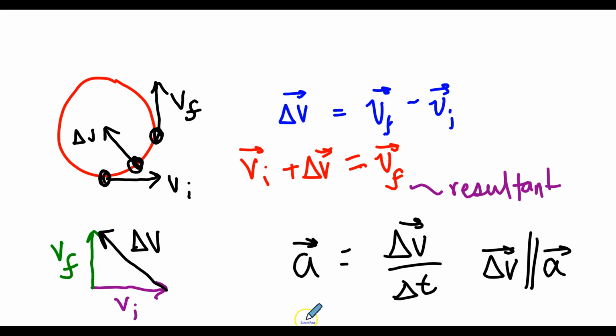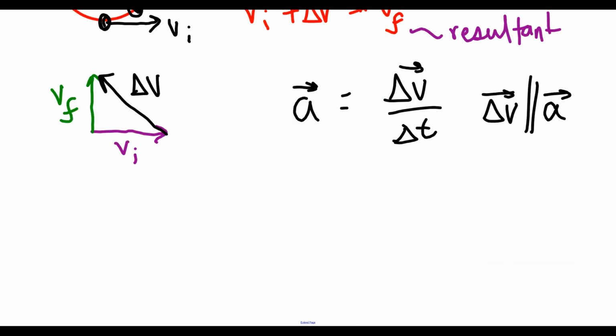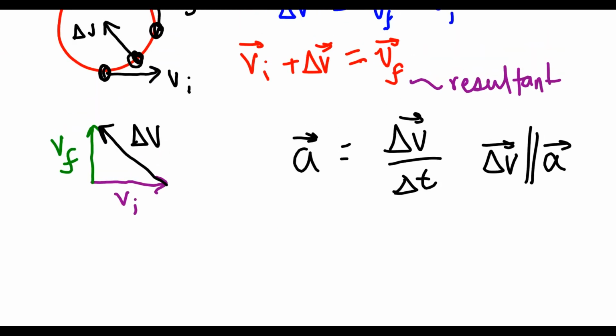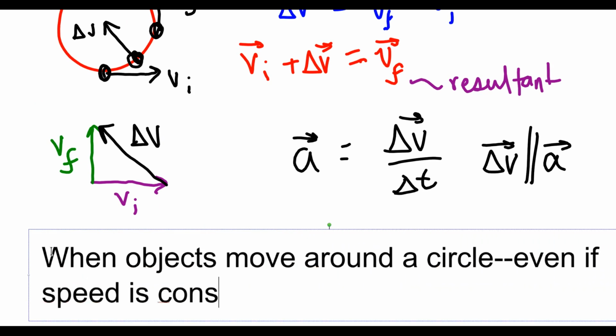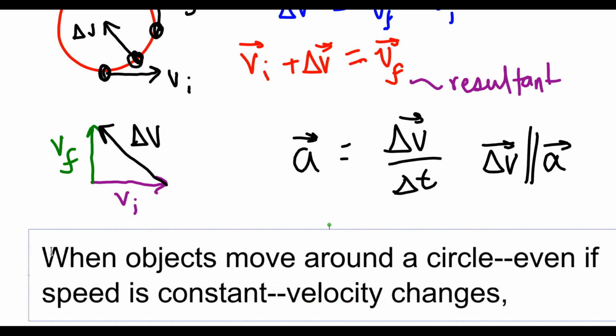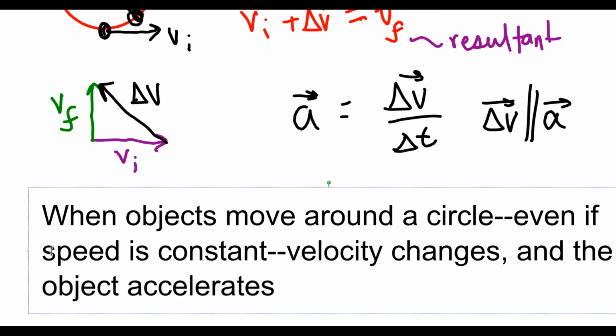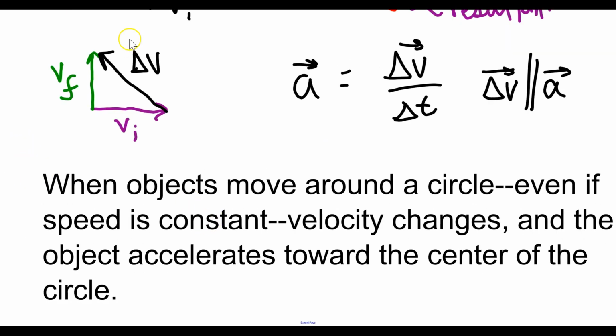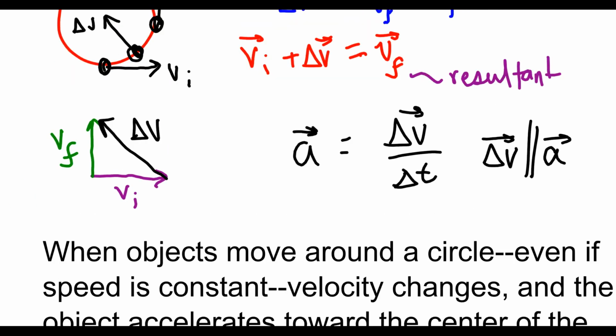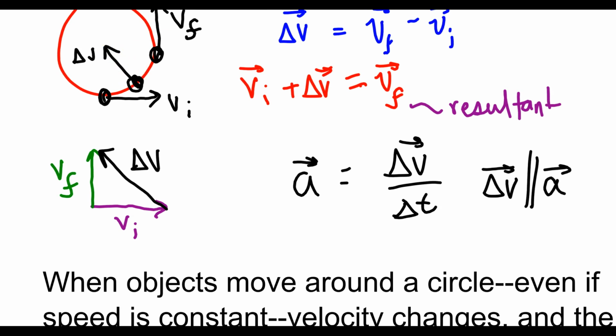This is all just a really fancy way of proving that, when objects move around a circle, even if speed is constant, velocity changes, and the object accelerates toward the center of the circle. So we have now proven that by drawing the delta V vector and saying, hey, look, it points toward the center, just like our picture shows. And it points toward the center. If it points toward the center, so does acceleration.